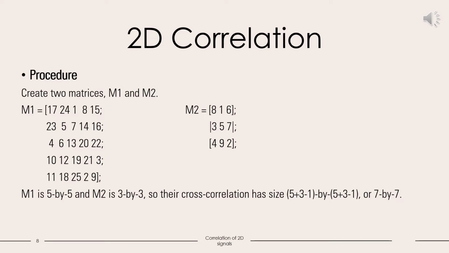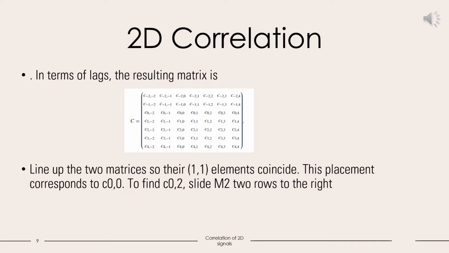Let us consider two matrices M1 and M2, where M1 is a 5 by 5 matrix and M2 is a 3 by 3 matrix. The size of the cross correlation product of M1 and M2 is a 7 by 7 matrix. In terms of lags, the resultant matrix C is given as follows.